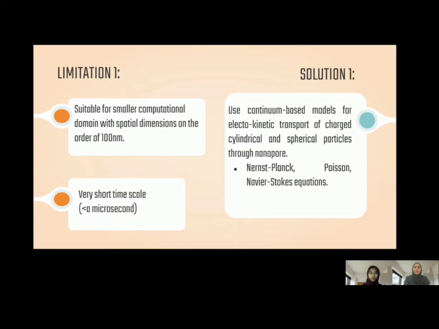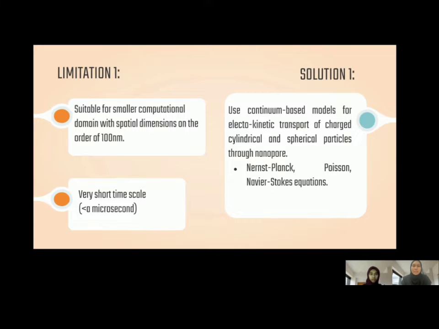Okay, for the first limitation of molecular dynamics, it is found in this journal that molecular dynamic simulation is suitable for a smaller computational domain with spatial dimensions on the order of 100 nanometer, and it has a very short time scale. So in order to solve this first limitation, the researchers of this journal use continuum-based models for electrokinetic transport of charged, cylindrical, and spherical particles through a nanopore. This model uses a few equations in order to determine theoretically the parameters that are suitable to run the experiment of separating the two particles.